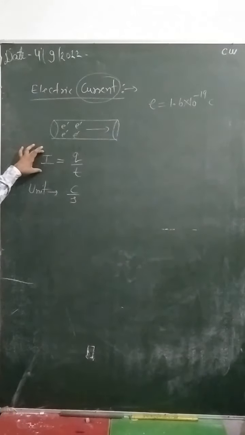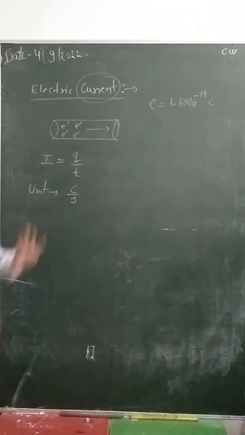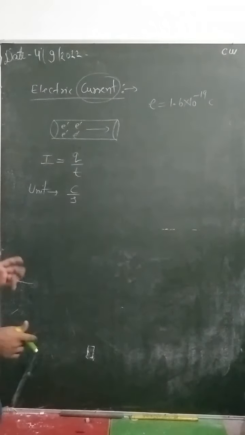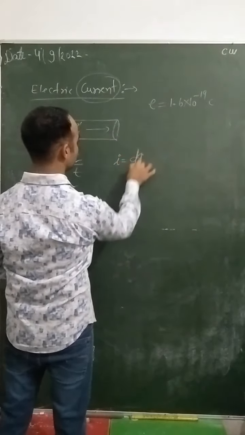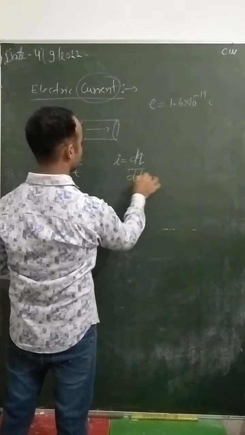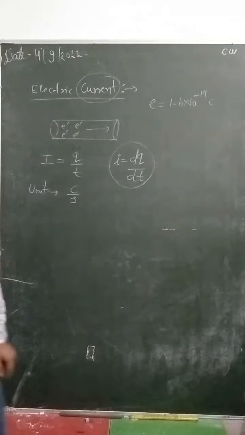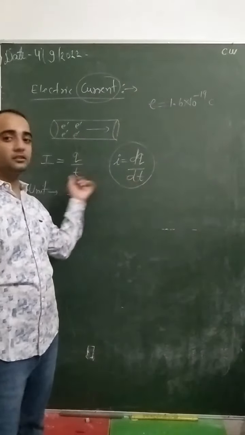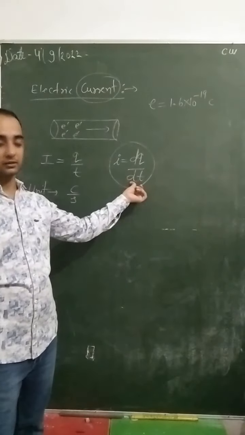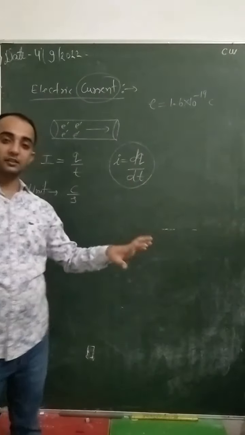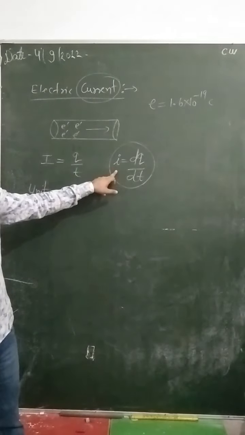So this is your electric current. Charge upon time is the total current, or average current. But another way we can write it is I equals dq upon dt. This ratio is also electric current, but the difference is that the first is average current and this is instantaneous current. For a given time interval, you can find the amount of current.